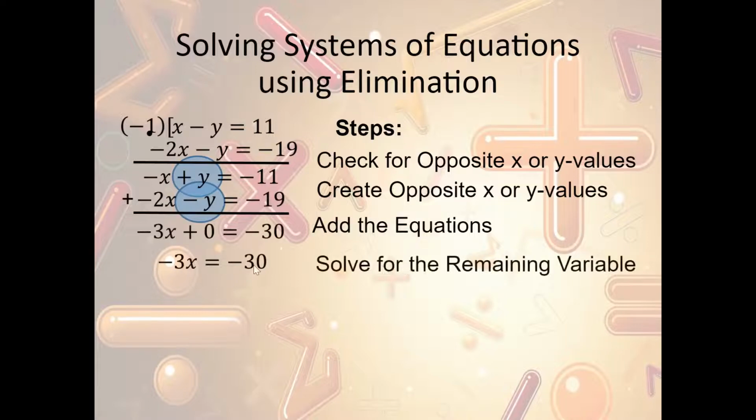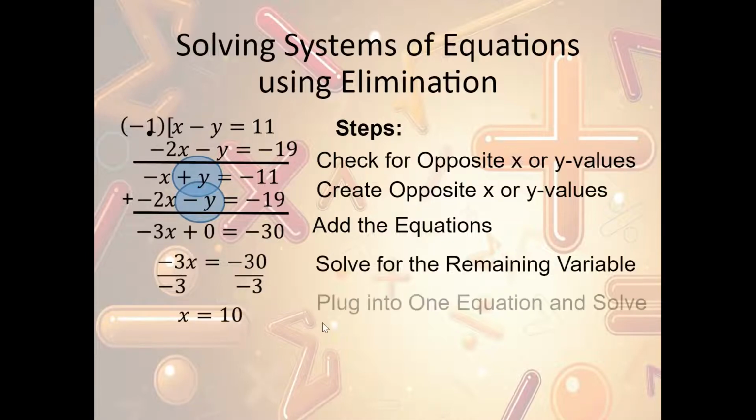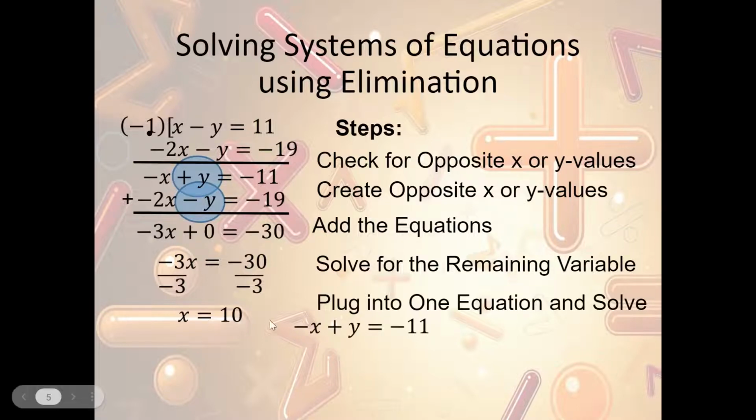Now we just solve. So we divide both sides by negative 3, and we get x is equal to negative 30 divided by negative 3 is positive 10. So there's our x value. Now we're going to plug that in to one of the equations and solve for the y value. So I'm going to go ahead and use my new equation. I can use the new equation or any of the two that I started with. I'm going to just use the new equation. That's fine. So I'm going to plug 10 in for x.